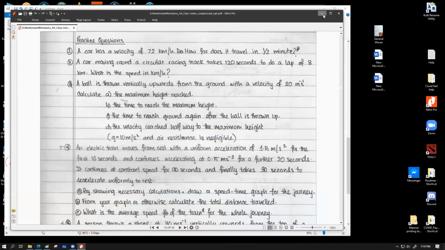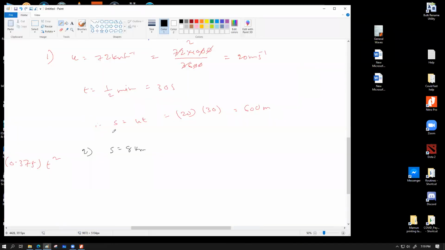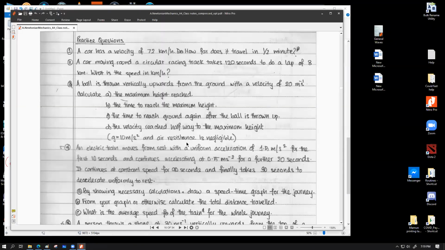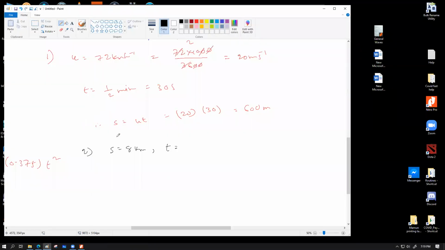Okay, sir. So S equals UT, where S is 8 kilometers. I'm going to keep it as kilometers because I want the final answer in kilometers. So I'm going to convert the time. How much was the time? 120 seconds. So how many hours is 120 seconds?